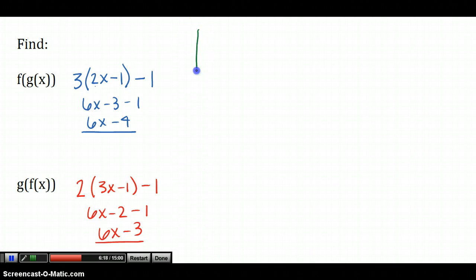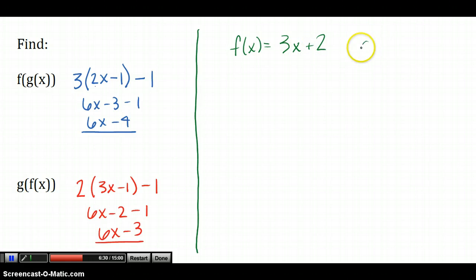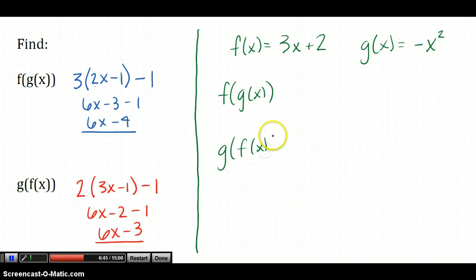I'm going to write a problem down that I want you to try on your own and bring the answer to class. I want you to let f of x equal 3x plus 2 and g of x equal negative x squared. And I want you to find f of g of x and g of f of x. Now when you do this, be careful because there is this negative right here. So when you plug in for x, make sure you use parentheses because you're going to have to distribute that negative. So I want you to do that on your own and bring an answer to class.